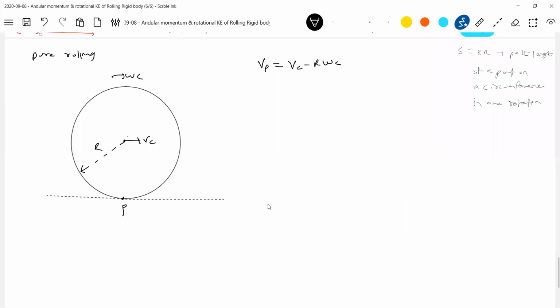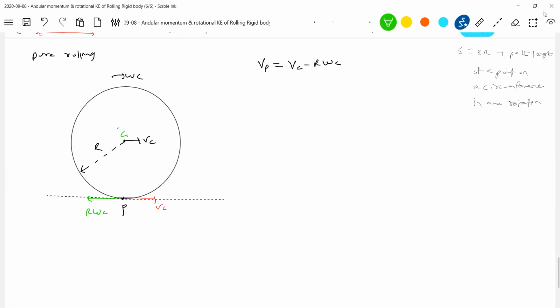Due to Vc, what happens? It will be like this. R omega c will be like this here. I'm showing only the point of contact. What is the velocity of point P? Vc minus r omega c. Sir, why are you showing it like this? Because if the center of mass is having translative motion, all points should have translative motion due to the center of mass. So Vc. Why r omega c? Due to rotating motion about the center of mass.